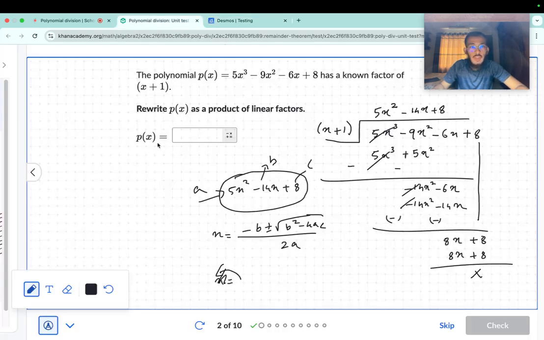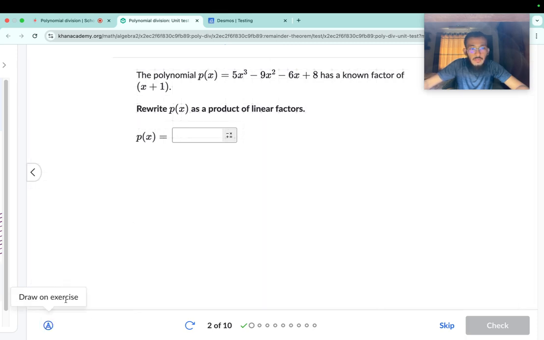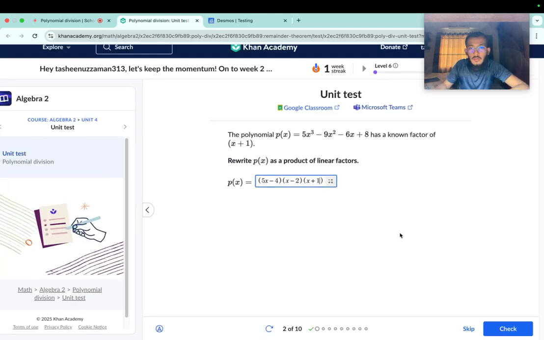Okay. So if x equals 4 by 5 and x equals 2, then 5x minus 4 must be a factor and x minus 2 must be a factor. So 5x minus 4, and then we have x minus 2, and the known factor, so we also put it here, x plus 1. So this should be our answer.